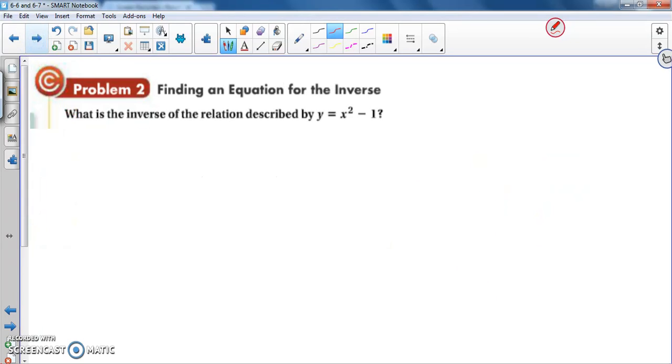Finding an equation for the inverse. So, what is the inverse of the relation described by y is equal to x squared minus 1? We have to think about what we just did before when we had our table of values. We switched x and y. So here we have y is equal to x squared minus 1. We are going to switch x and y.